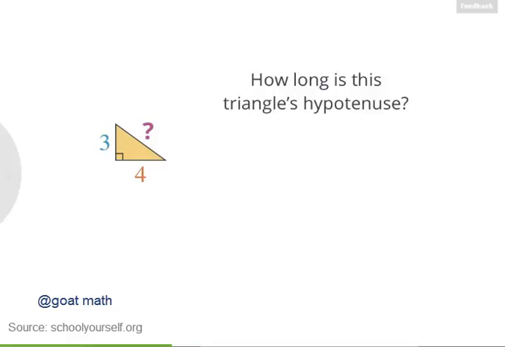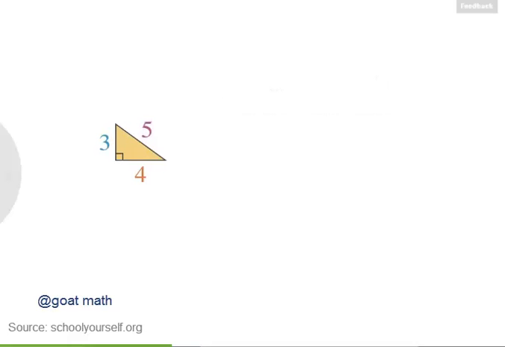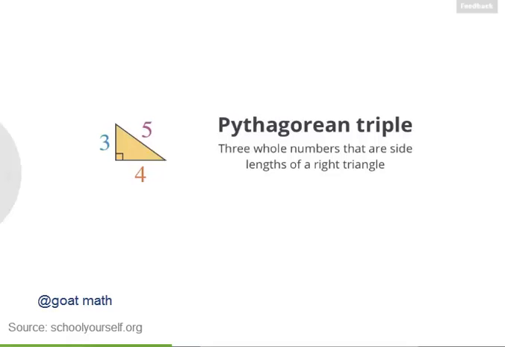Nicely done. The hypotenuse of this right triangle is 5, because 3 squared plus 4 squared equals 5 squared. So unlike that earlier triangle with the square root, this is a right triangle whose sides are all whole numbers. So 3, 4, and 5 are what's called a Pythagorean triple. They're 3 whole numbers that are side lengths of a right triangle.